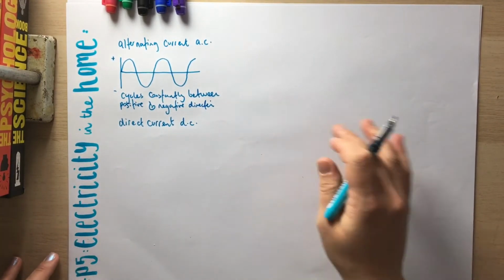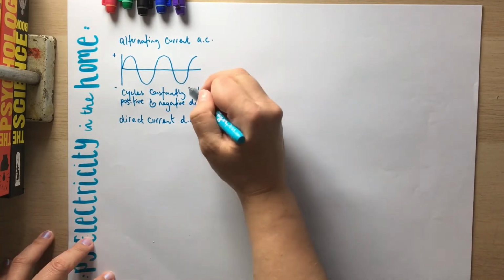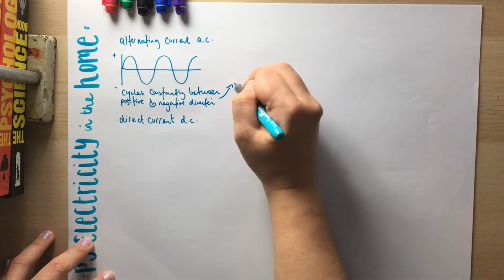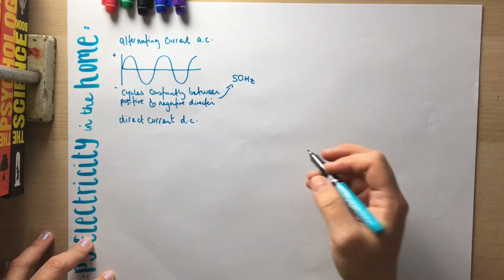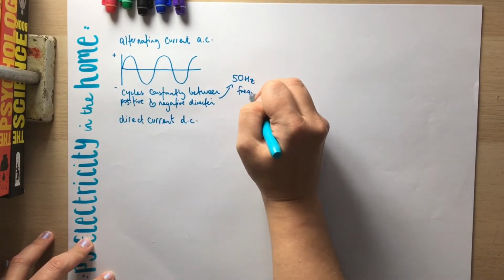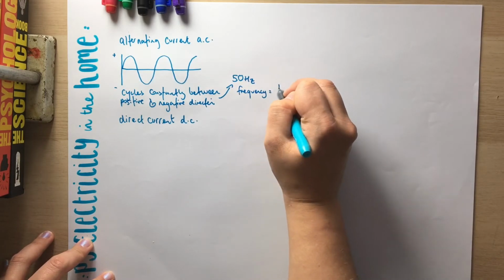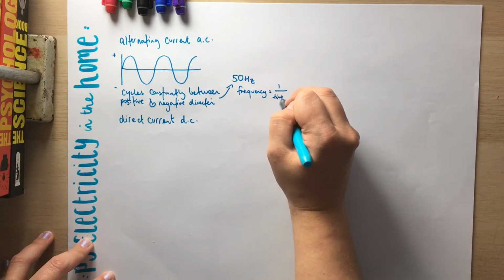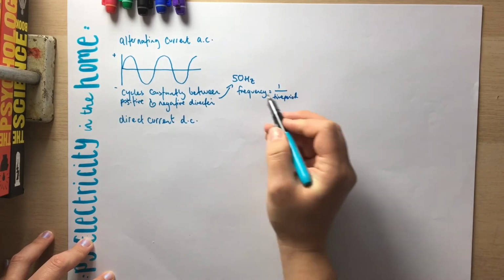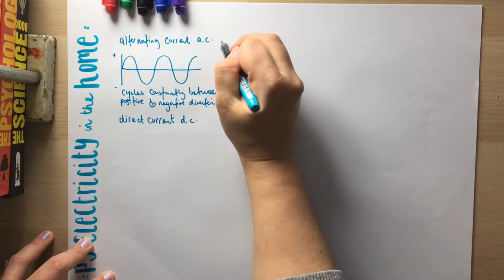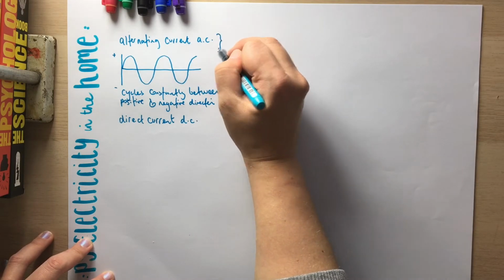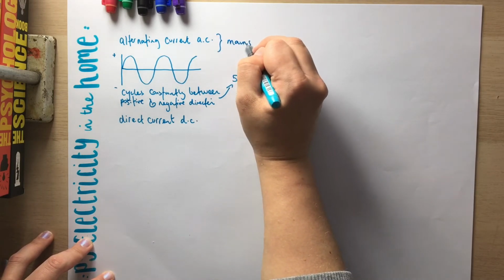Okay, so the number of cycles per second, so it's 50 hertz, so that's 50 cycles per second, remembering that frequency is equal to 1 over the time period. So that's an equation that you need to know. An alternating current is what is used in mains electricity.